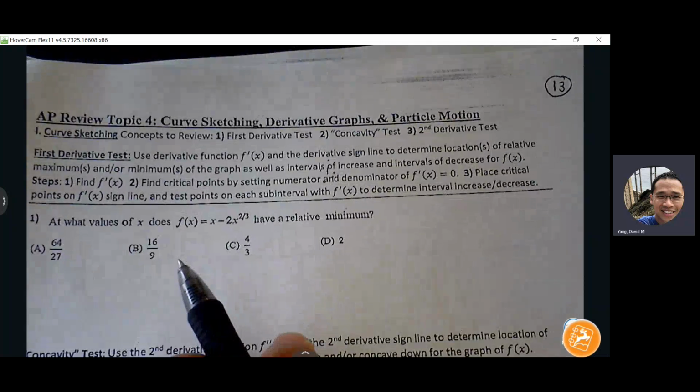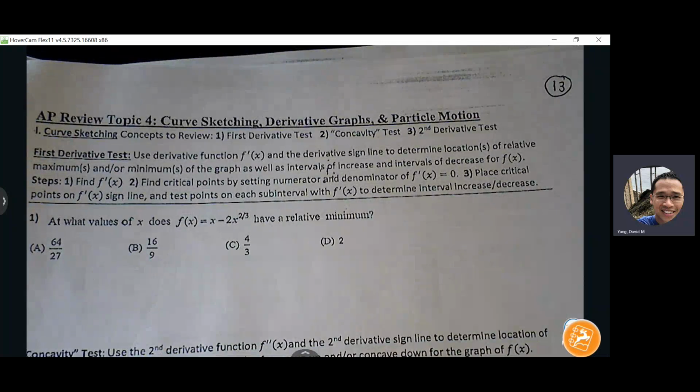Okay, so the topics I want to highlight today are first derivative test, test for concavity, and then second derivative test. So okay, let me just read through some of this review here. First derivative test, this is where we use the f prime and the sign line to determine the location of a relative max, relative min, as well as the increase and decrease.